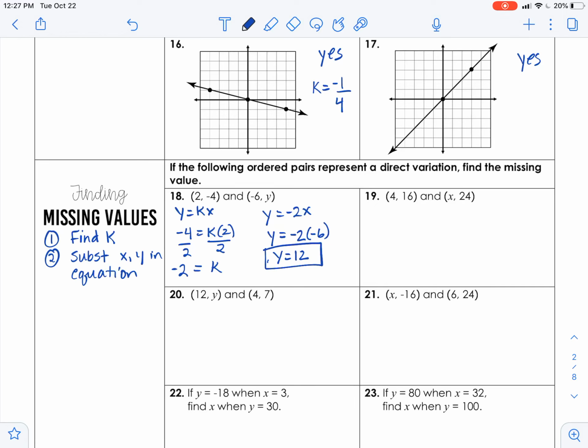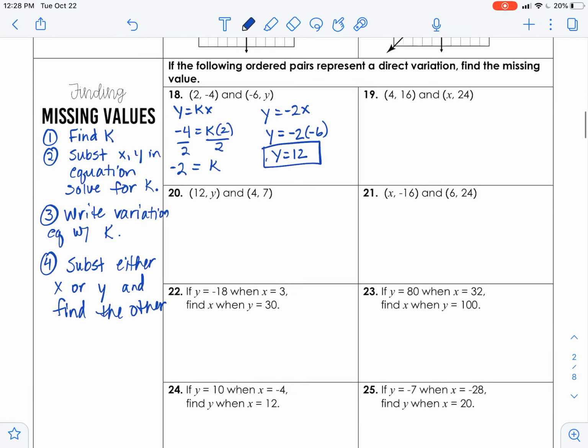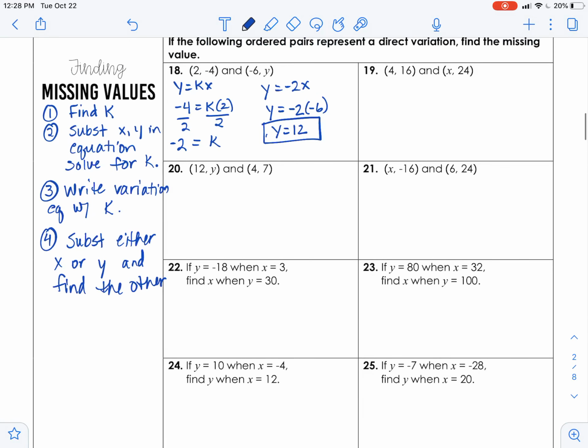Okay, so it's a two-step problem. First, you've got to find k by substituting in your x and y into the equation and solving for k. Then we're going to write our variation equation with k. And then again, we're going to substitute either x or y and find the other. Okay? Those will be the steps that you'll do on those. Same steps every time.